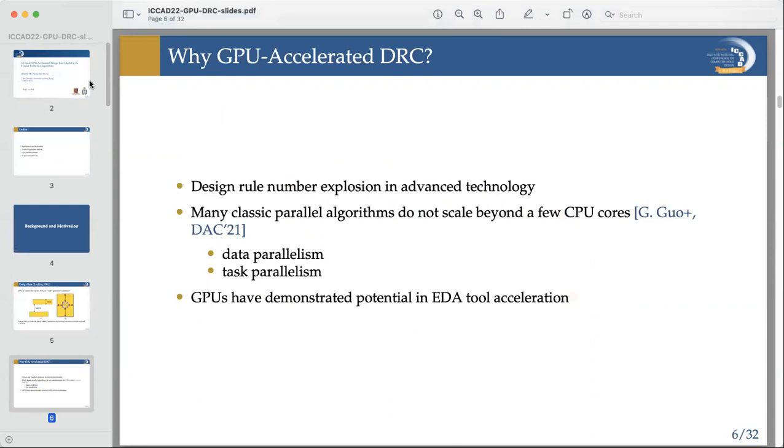And there are several reasons for us to consider GPU acceleration for design rule checking. Firstly, we have seen the explosion in the number of design rules in advanced technology nodes. And it has been pointed out that many classic parallel algorithms, including the data parallelism as well as the task parallelism, do not scale beyond a few CPU cores. And recently, GPUs have demonstrated a great potential in EDA tool acceleration.